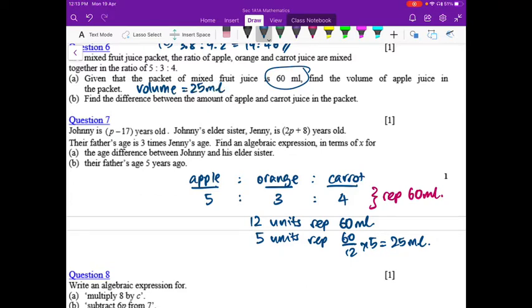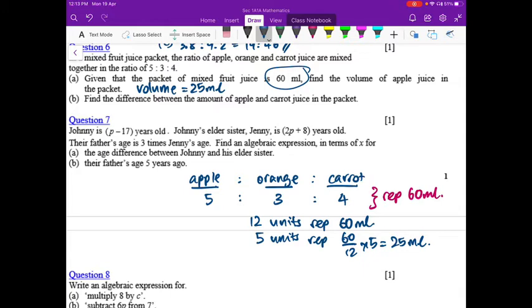Any questions? Or then part B. Part B, find the difference between the amount of apple and carrot juice in a packet. Is there more apple or is there more carrot? More apple, right? Okay. By how much? By one what? Not one apple, by 1 unit.